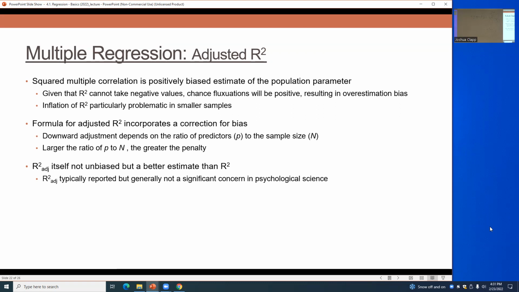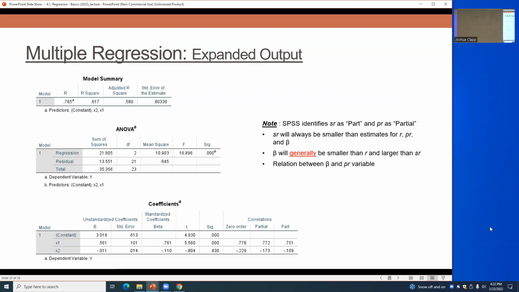Now, if we were in finance or economics or biology or marketing, where the whole purpose of the model is to maximize the prediction of our outcome, then we start worrying about biases and things like that to some extent. Adjusted R squared is probably a better estimate to report, but it's not something that comes up a ton in our area. Just wanting to kind of know what that's about and what it's adjusting for.